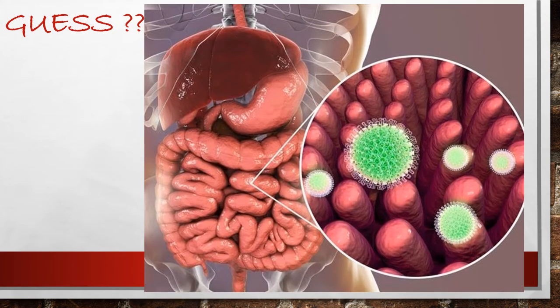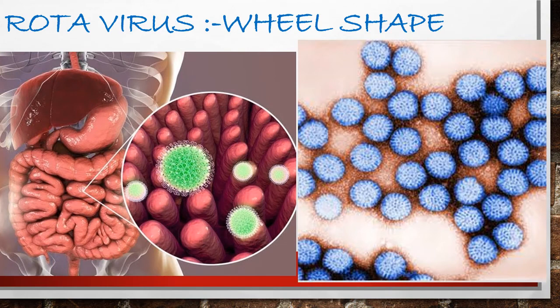Now let's go to the next. Guess this shape, guys. It's looking like something like a circle. I have given you a hint here. Hope you all have guessed. You can see this is intestine, and something in the intestine, which virus can it be? Let's see. It's rotavirus. Rotavirus is wheel shaped.